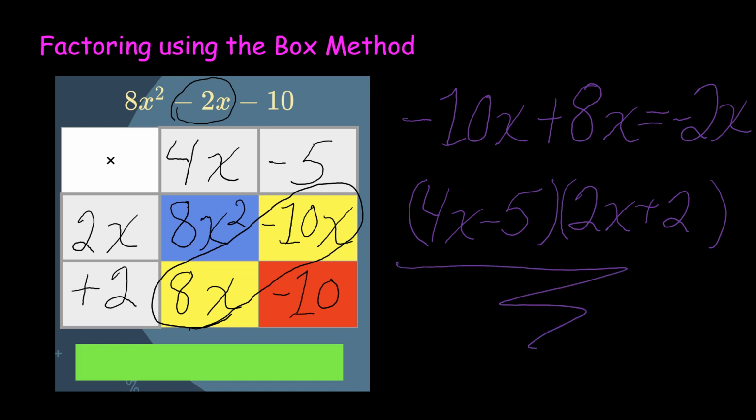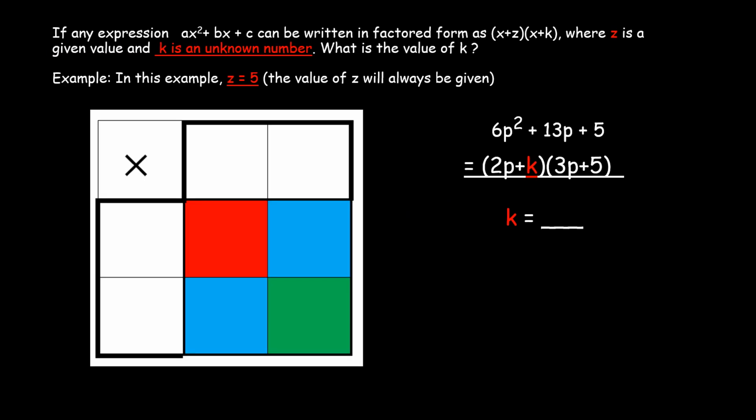So there we go. A different presentation of the box method. Let's look at our next slide. Okay, on this slide, we're going to discuss the word problem where we had a standard form expression. Here's our expression it gave to us. And then that expression can always be factored. Here's the factored form they talk about. They talk about z. Well, z in our example is going to be 5.